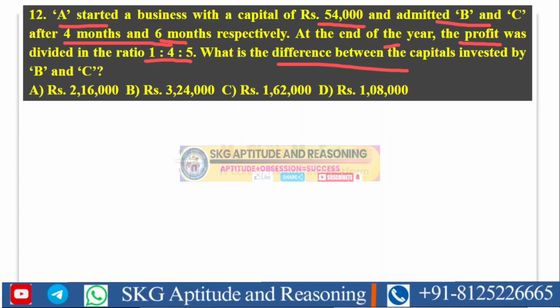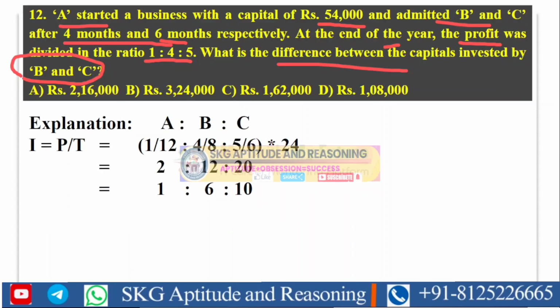What is the question asking? What is the difference between the capitals invested by B and C? So we need to find the difference between the capitals invested by B and C. We have the profits ratio and we have the times ratio, and if we do that, we'll get the investments ratio, and the investment of person A was given. So from that data we can easily find the difference between the capitals of B and C. This is the same kind of question we already solved in the previous problems as well.